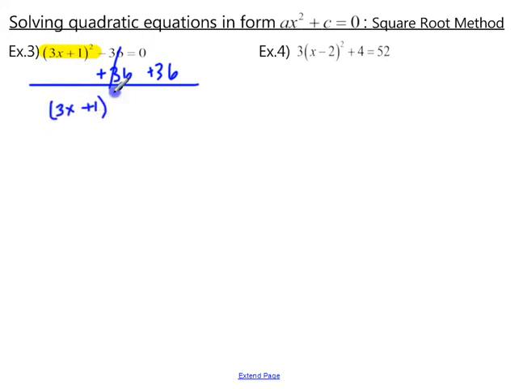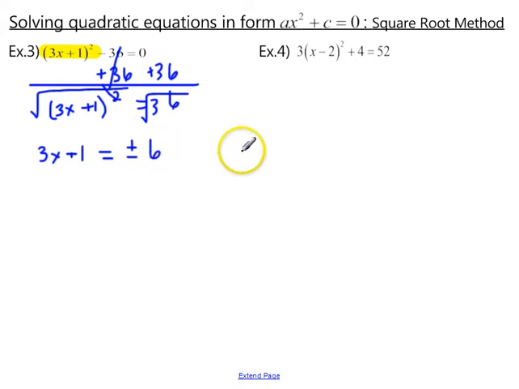3x plus 1, parentheses squared, equals positive 36. Now from here, since our squared term is isolated, this is where we want to take the square root of both sides. Now, these cancel out, so we're left with 3x plus 1 on the left, and then when we take the square root of 36, we end up with plus or minus 6. Now, once we get here, our x is not isolated. That means we need to continue to isolate until we have just a number equal to x. But here we have plus or minus 6.